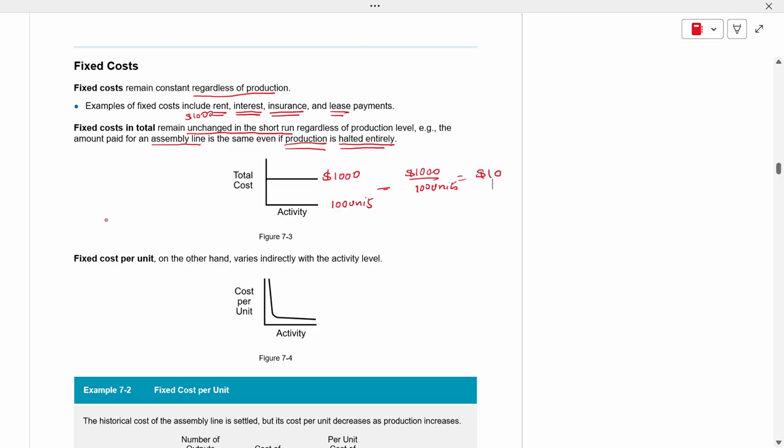Assume it is going to be 1000 divided by the number of units you are manufacturing, 100 units. The fixed cost will be 10 per unit. Fixed cost will remain fixed, it will not change in total. But if you are manufacturing more units, 400 units, the fixed cost will be 2.5 per unit.